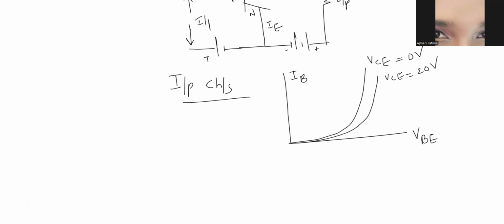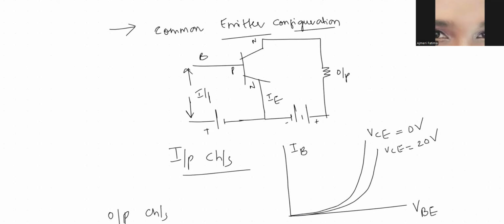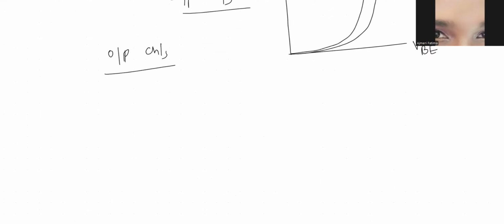Next is output characteristics. So what are the output characteristics? It is drawn between output current and output voltage. If you see, output current is collector current, no? IC, right? And what is the output voltage? VCE, no? Collector and emitter, right? So let me just draw that. Output current is taken on y-axis and output voltage is taken on x-axis.